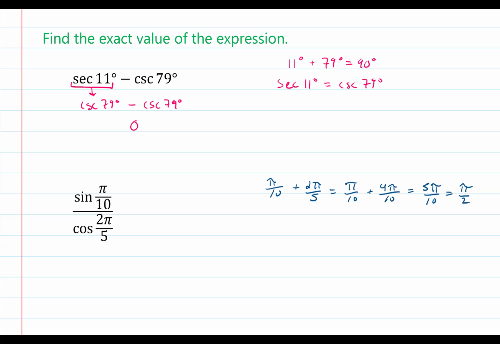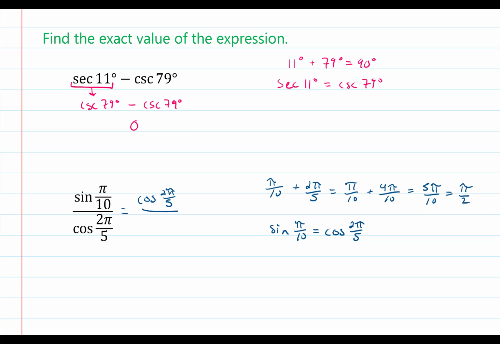As a result, we know that sine of pi over 10 is equal to cosine of 2 pi over 5, because pi over 10 and 2 pi over 5 are complementary, and sine and cosine are cofunctions. I'm now going to replace one of the trigonometric functions in the ratio with its cofunction of the complementary angle. It doesn't really matter which one you choose, so I'm going to choose the numerator and replace sine of pi over 10 with cosine of 2 pi over 5.